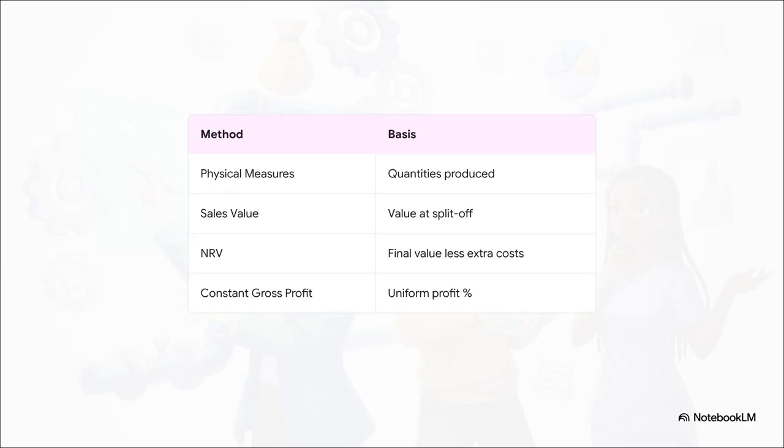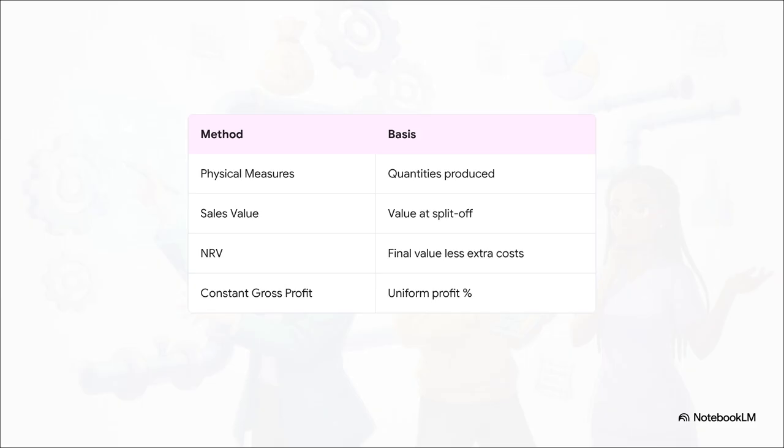First, the physical measures method allocates costs based on physical quantities, like gallons. If product A is 80 gallons and B is 20, A gets 80% of the cost. Simple, right? But it totally ignores economic value. Second, the sales value method allocates based on the market price right at the split-off point. If A sells for 10 grand and B for 5, costs are split 2 to 1, matching cost perfectly to revenue. Third is the net realizable value, or NRV method.